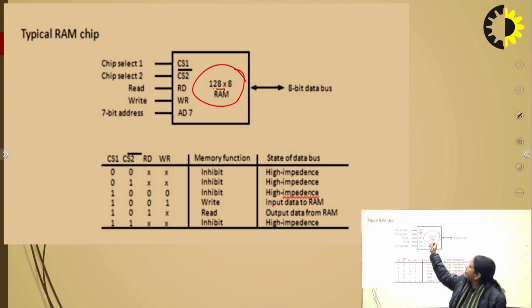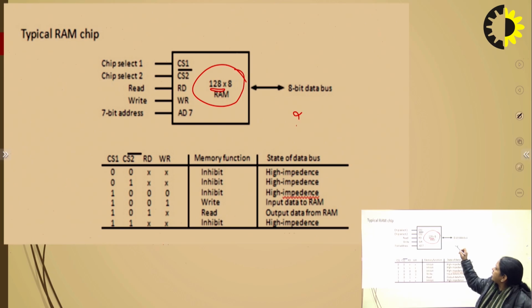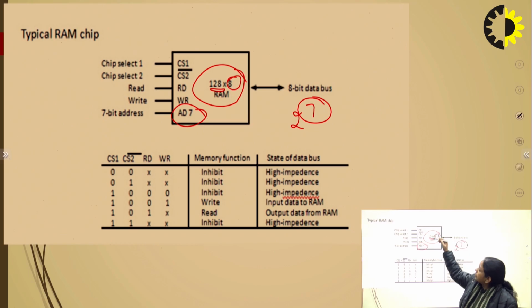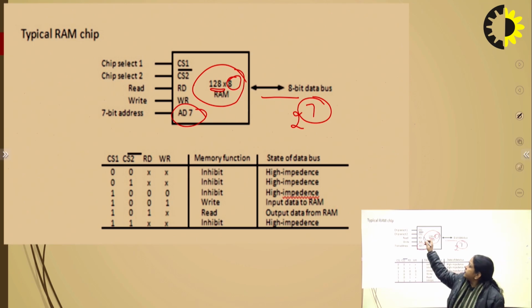Now we can find out how many address lines there should be. 128 can be written as 2 raised to the power 7. So the address lines will be 7. You can see the 7 address lines here, and the data lines, because each word has 8 bits, so we have data lines of 8 bits. In this way we can find out the number of address lines and data lines in the RAM. And control lines, we have 2 control lines here, because RAM can perform both read and write operations.